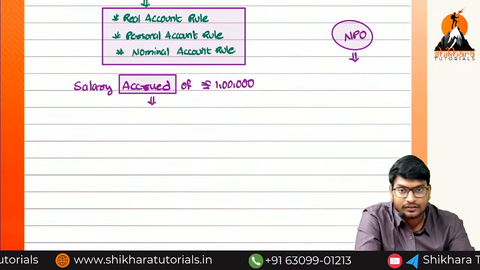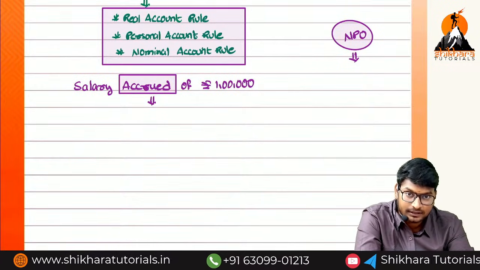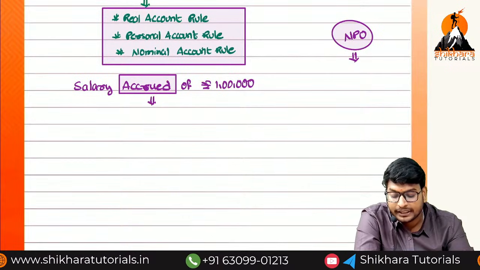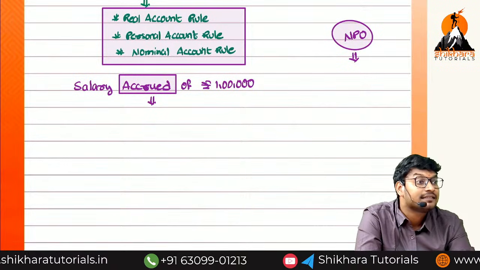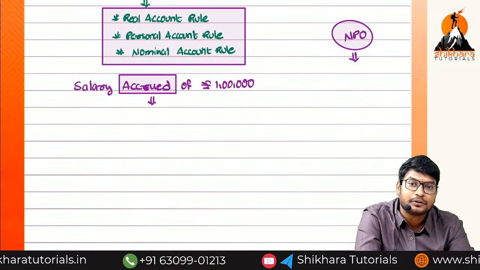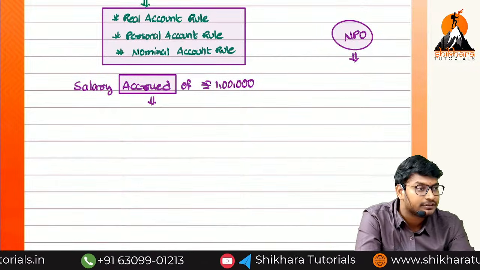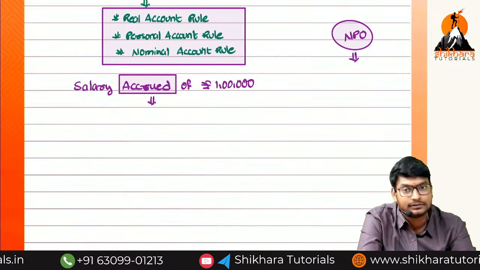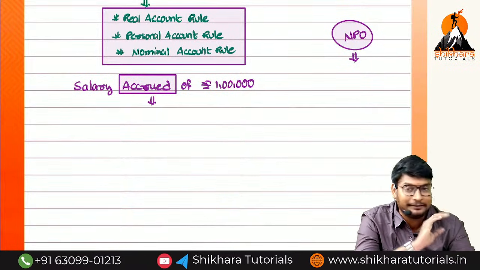From the NPO point of view, first of all, subscription means income, receipt, nothing but. After the income, accrued means that is called as what? That is called as receivable. After the expenditure, accrued means that is called as what? Outstanding. So okay, salary outstanding of rupees how much? 1 lakh. What is the entry? You have to follow what? Traditional approach, and we have to say.